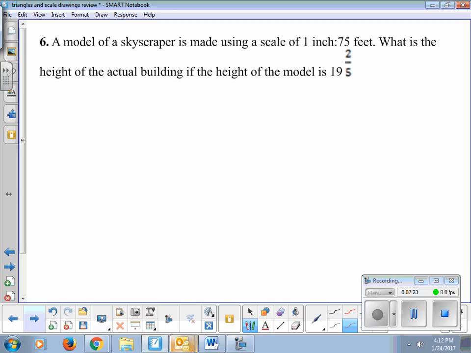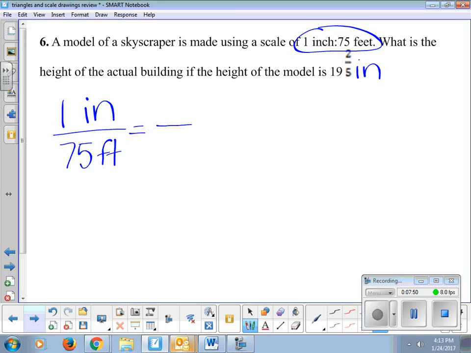So for number 6, we have a model of a skyscraper made using a scale of 1 inch represents 75 feet. What is the height of the actual building if the model is 19 2/5 inches? So we're going to write our scale as a fraction. 1 inch is 75 feet. We know that the model is 19 2/5. You could write 2/5 as 0.4. And then you put that over x.